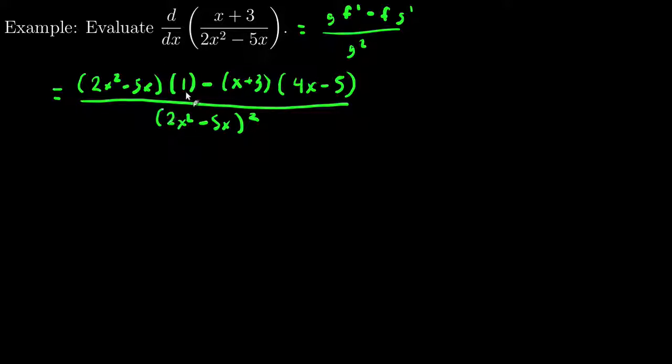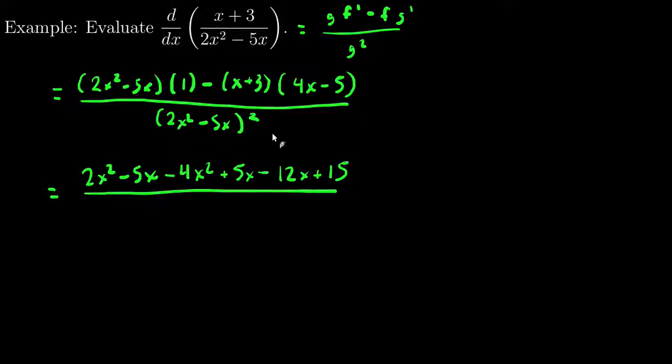In here, I'm going to distribute through the 1. I get 2x squared minus 5x. I'll multiply this through, so x times 4x gives a minus 4x squared. X times negative 5 is plus 5x. 3 times 4 with that minus gives me minus 12x. And 3 times negative 5 gives me negative 15, times that negative 1 is plus 15. I'm not going to expand this out because if anything cancels, I'm going to want it in the factored form anyway. So 2x squared minus 5x all squared.